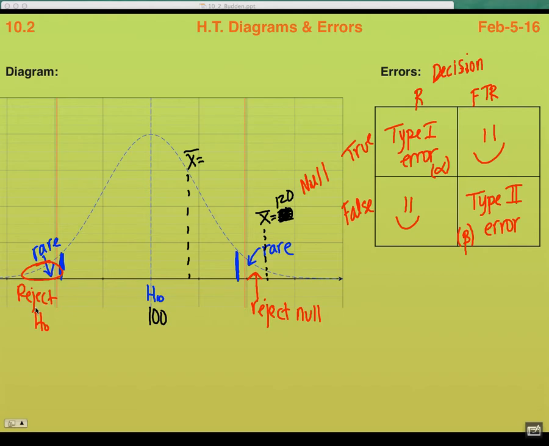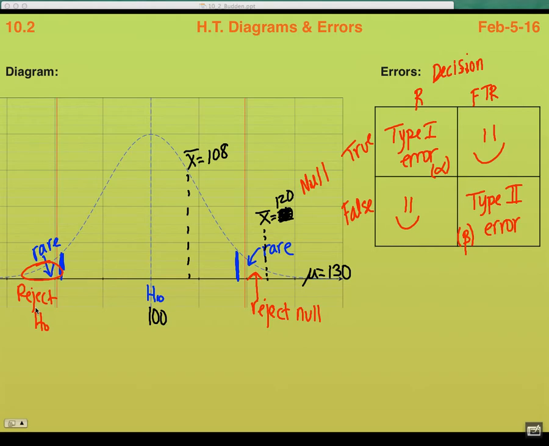So then here, let's say this is 108. Does that make sense? Okay, so this is 108. If we get a sample statistic of 108, but maybe our true mu is 130, we're going to fail to reject. This 108 falls within the boundaries. But our true mean is 130. You kind of get where I'm going with this?